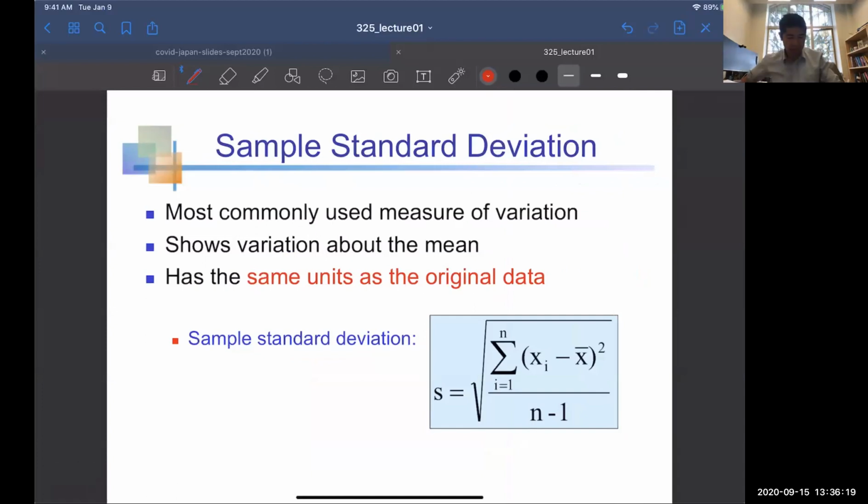Again, there's a distinction between population and sample. For now, I cannot get into too much detail, but later we will. The sample standard deviation is computed based on the sample variance. Again, you divide by n-1, and you use the sample average.